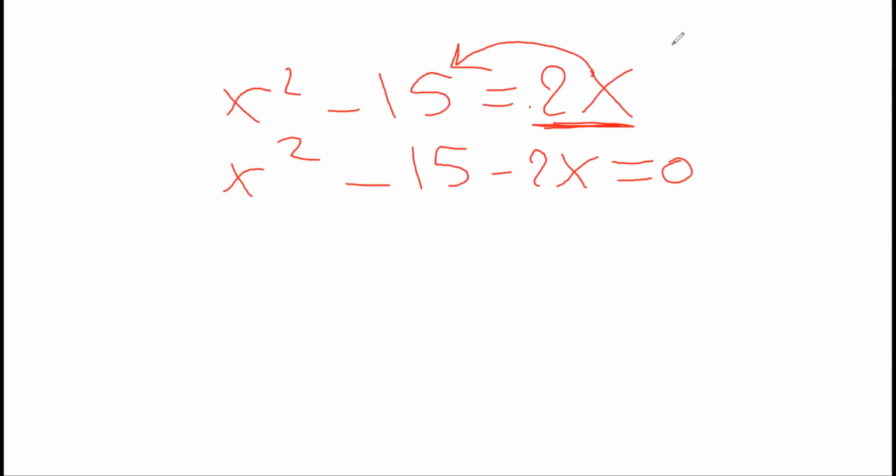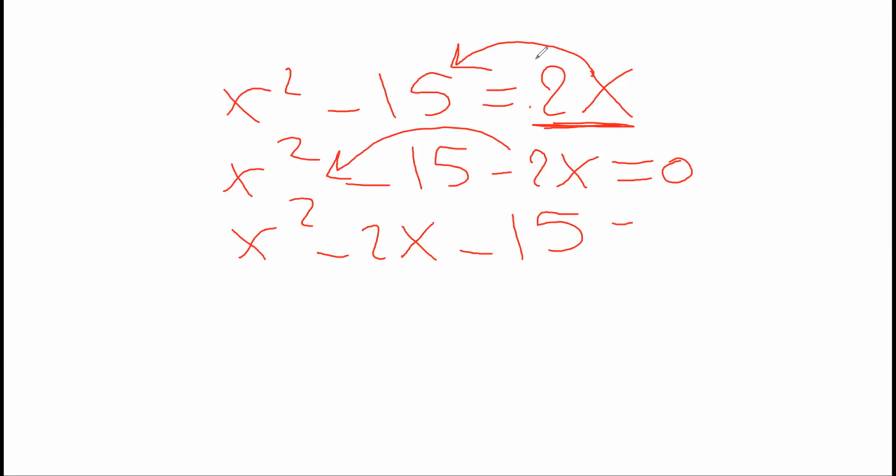So please, can anyone tell me why? Let's see the participants here. Yes, Hannah, it's the order. The order is not right. So I must put x squared, then negative 2x here, then minus 15 equals 0.